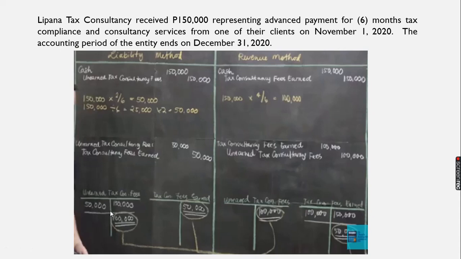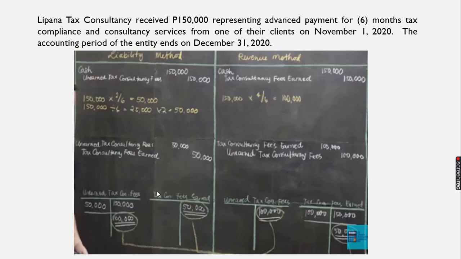Kasi 2 months lang yung kinuha niya, kasi yun lang naman yung na-earn niya. So, may 4 months pa siya na balance na kailangan i-perform para ma-earn niya yung 100,000. Okay? So, ang tax consultancy fees earned mo, yung T account niya is 50,000. So, yun yung na-earn mo muna, from November 1 to December 31, 2020. Okay? Sa revenue method naman, cash, 150,000 and tax consultancy fees earned, 150,000.